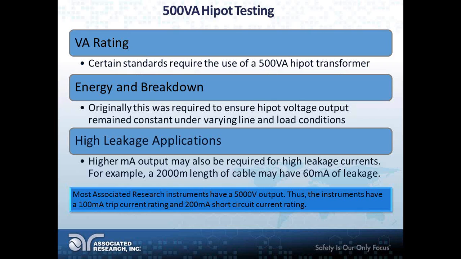Now, most Associated Research instruments have a 5,000 volts output, a 100 milliamp trip current rating and a 200 milliamp short circuit current rating, which is also a requirement sometimes by the standards. Associated Research has a few 500 VA models as well, and we'll show you in one of the upcoming videos how those can be used to perform a 500 VA Hipot test.